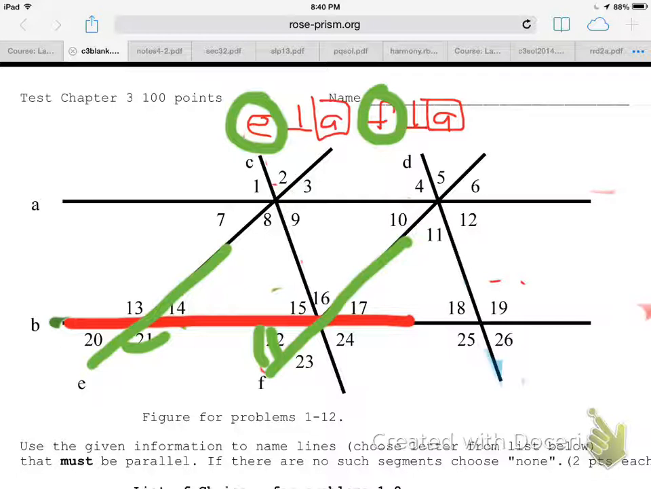On number 8, we have angle 16 and angle 8 being congruent.